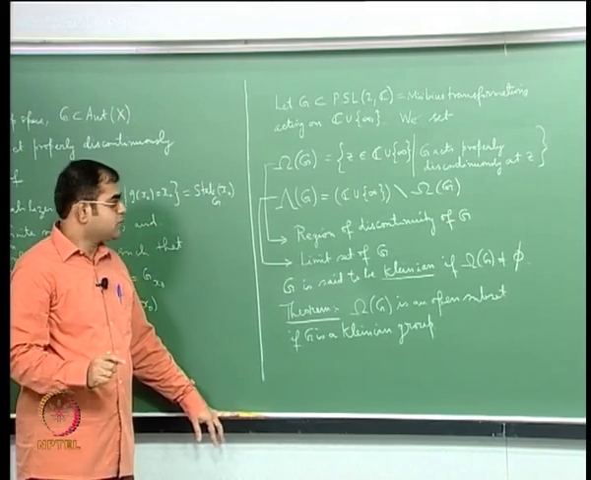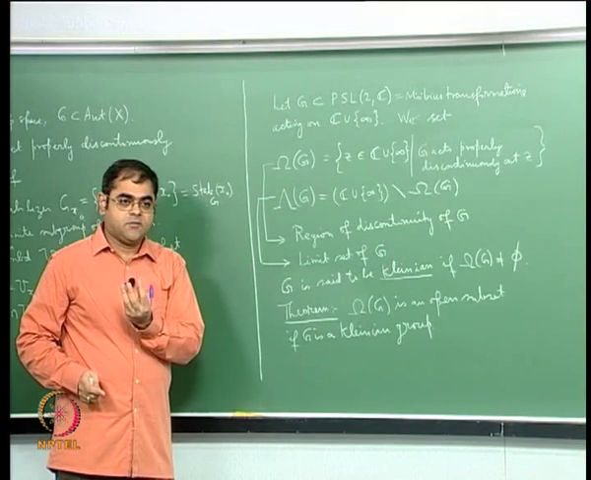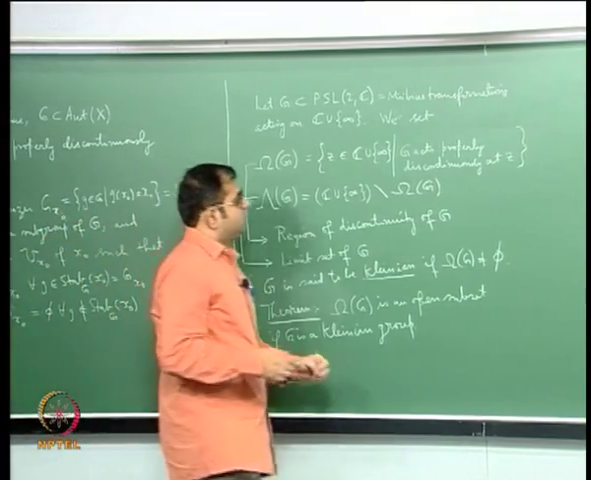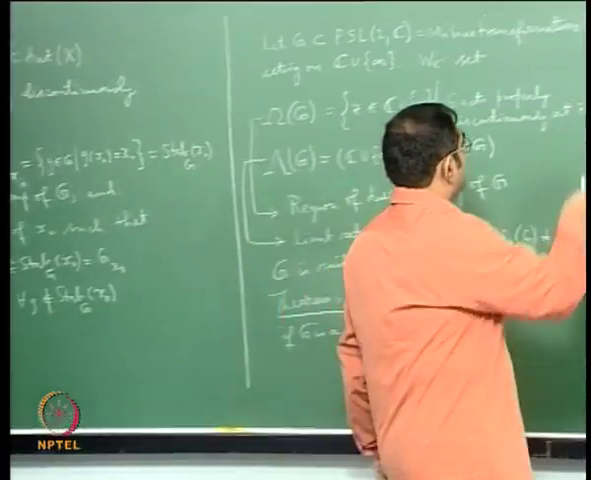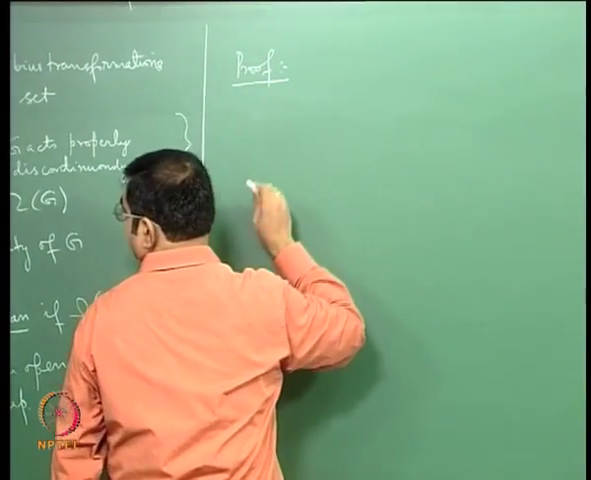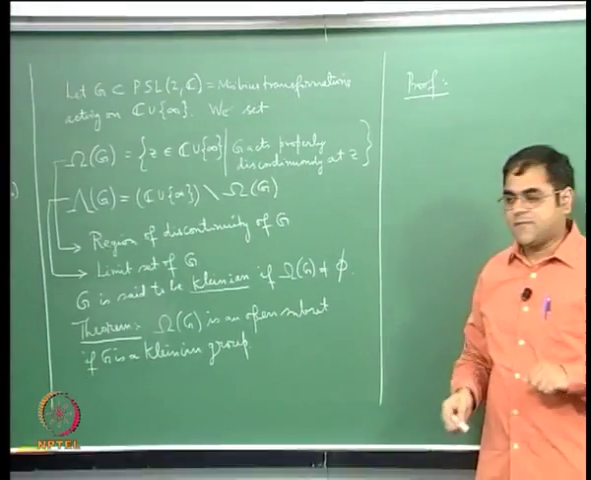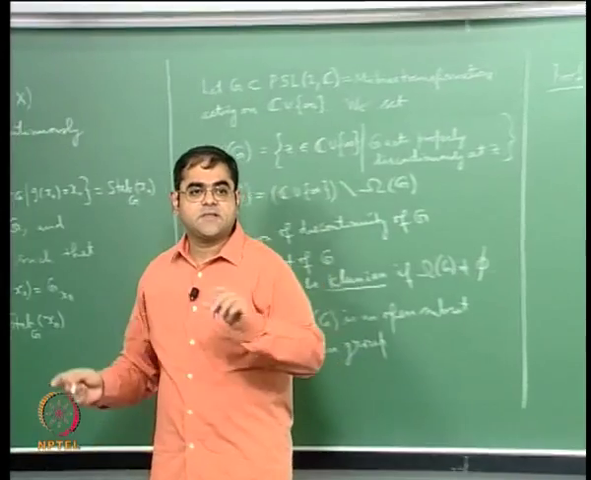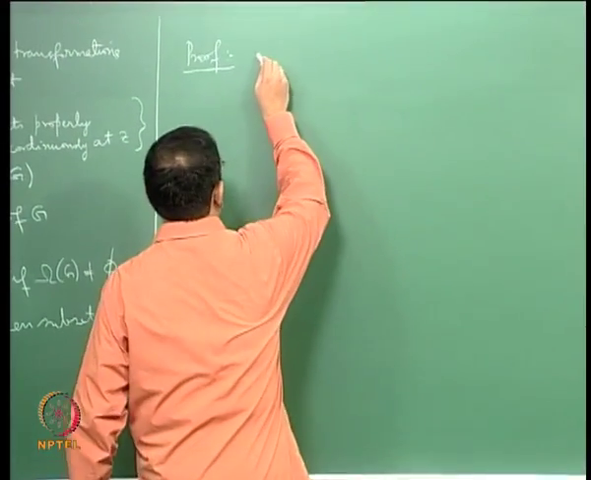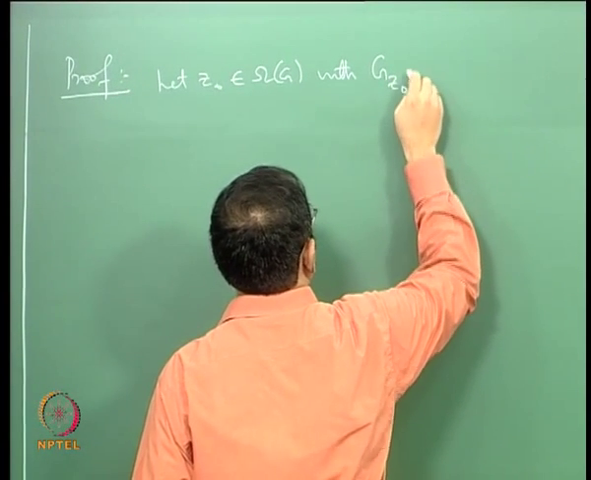So the moment G is a Kleinian group, that is, the moment there is at least one point where the group acts properly discontinuously, you know that there is a whole disk surrounding that point where the group is going to act properly discontinuously. So what is the proof? When we get into the proof, we will use some inputs from complex analysis. We can consider two types of points in omega G. Recall a point in omega G is a point at which G acts properly discontinuously and the stabilizer is finite. So let's first dispose of the case when the stabilizer is trivial. Let Z naught be a point of omega of G with stabilizer subgroup trivial.